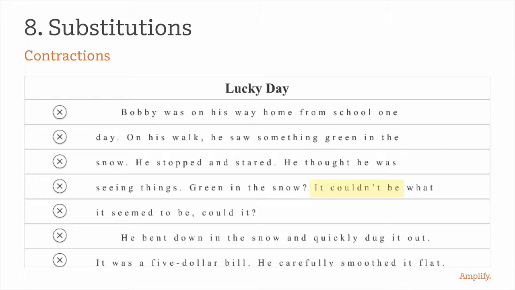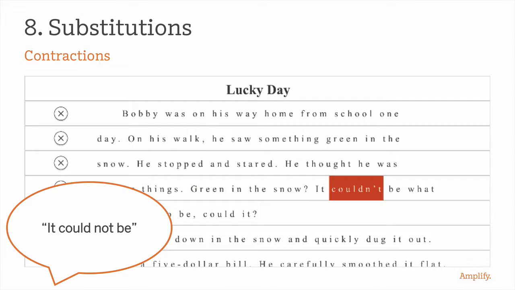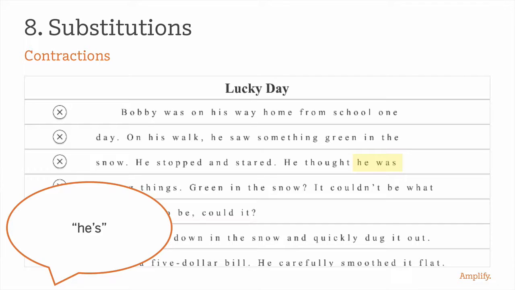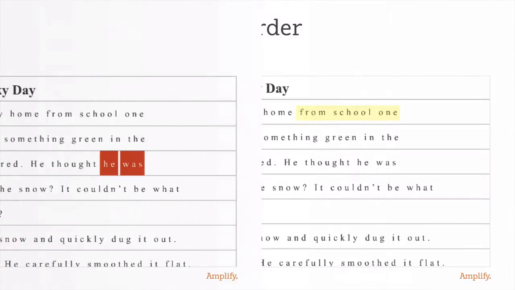The substitution rule also applies to contractions. If a contraction is read as 2 words, score it incorrect. For example, if a student reads it couldn't be as it could not be, score the word couldn't incorrect. If 2 separate words are read as a contraction, score both words incorrect. For example, if a student reads he was as he's, score both words incorrect.